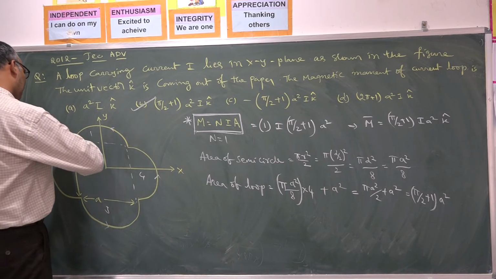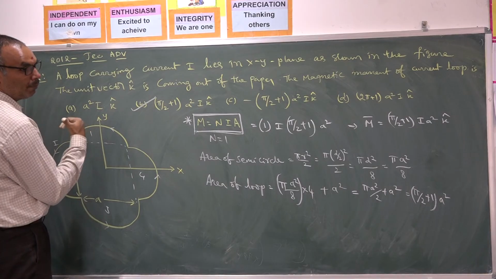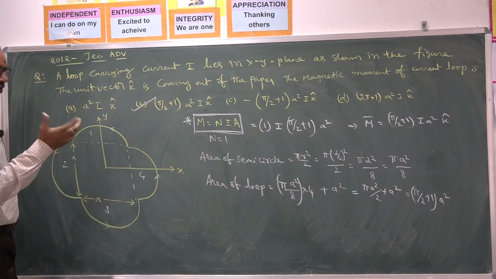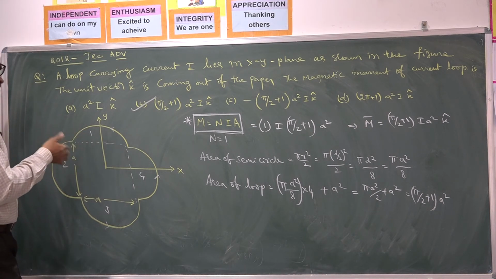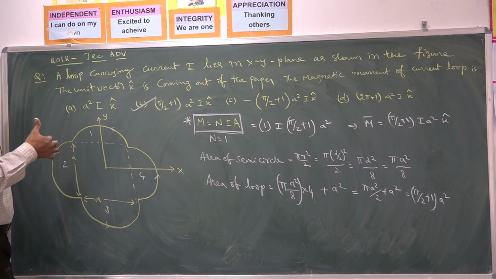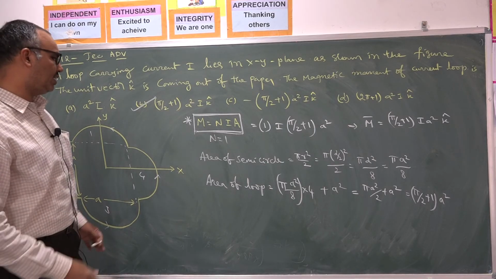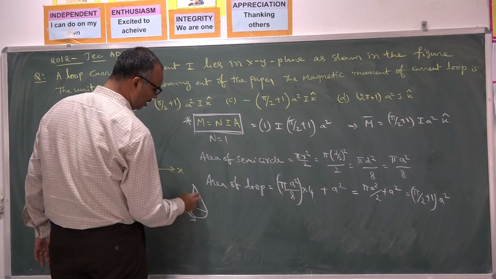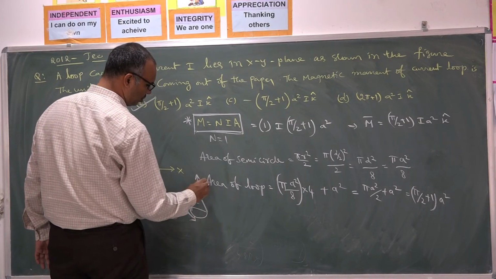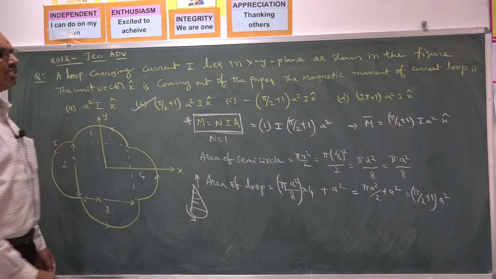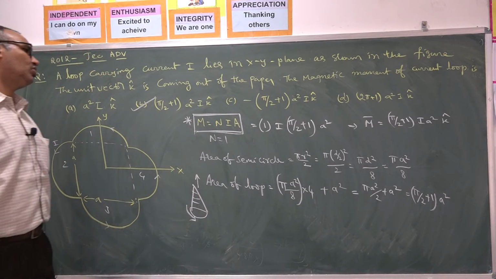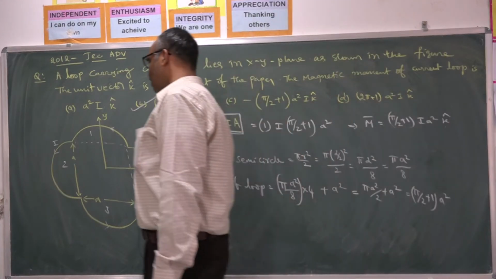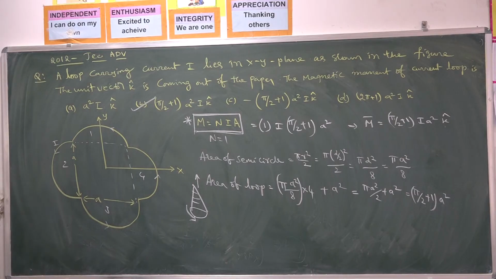As the current is going like this, the magnetic field is upwards. So the current goes like a screw rotation. If the screw head is rotated anti-clockwise, it will move upwards. Clockwise is negative, anti-clockwise is positive. So here anti-clockwise motion is represented with k cap. So the answer is the second option.